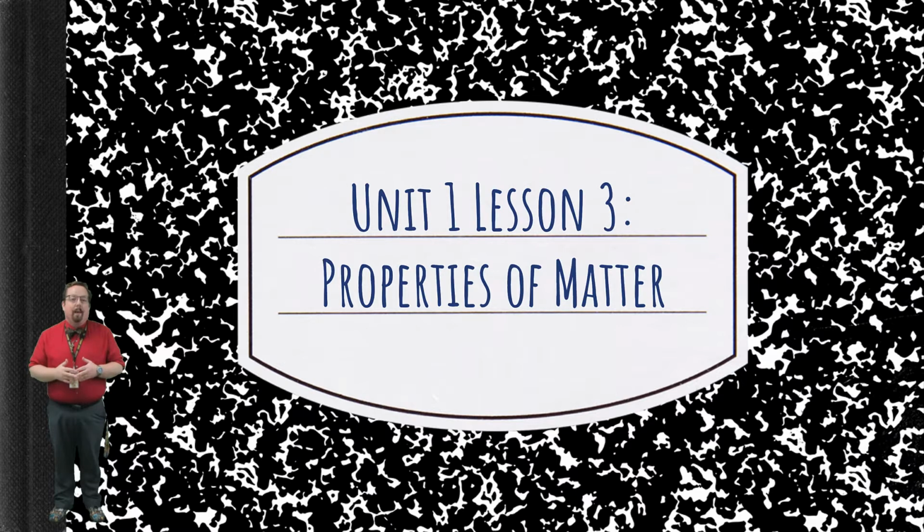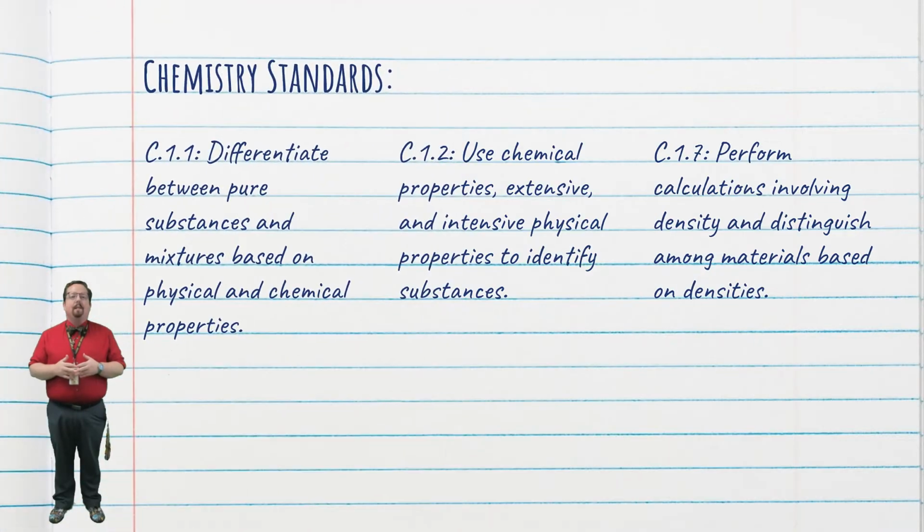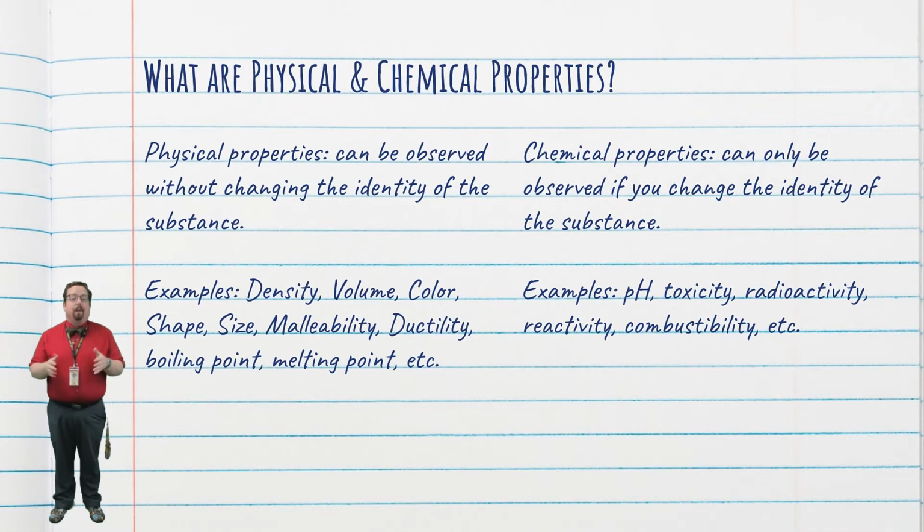Today we'll be talking about properties of matter and how we can use those to identify substances. We'll be covering standard C.1.1, C.1.2, and C.1.7. So first, what are physical and chemical properties?